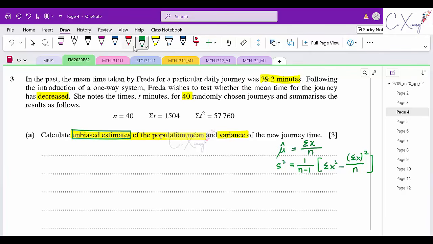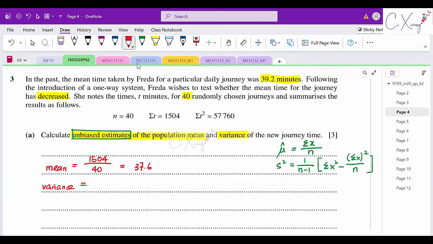So for this question, it is particularly quite straightforward, I would say. To calculate the mean, I just take summation of t in this case divided by n. So what do I get here? I will get 37.6. Then how to get the variance?